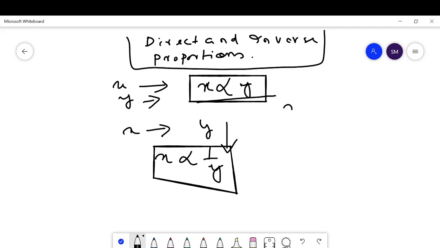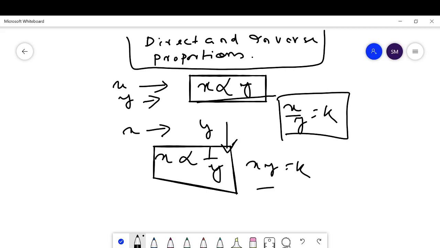In case of direct variation, x upon y is a constant. But in case of inverse variation, x into y is a constant.